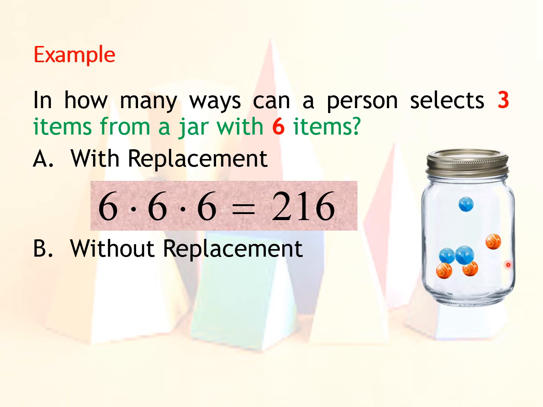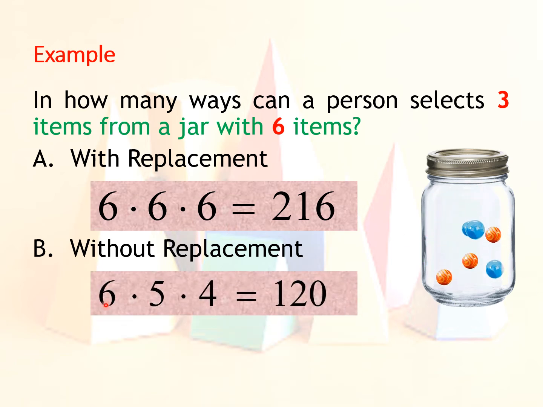Now, without replacement, of course, we start with 6. Then you only have 5 more choices. For the third item, you only have 4 choices. So, 6, 5, 4. Why only 6, 5, 4, and not times 3 times 2? Because we only have 3 items: 1, 2, 3. So it is equal to 120.